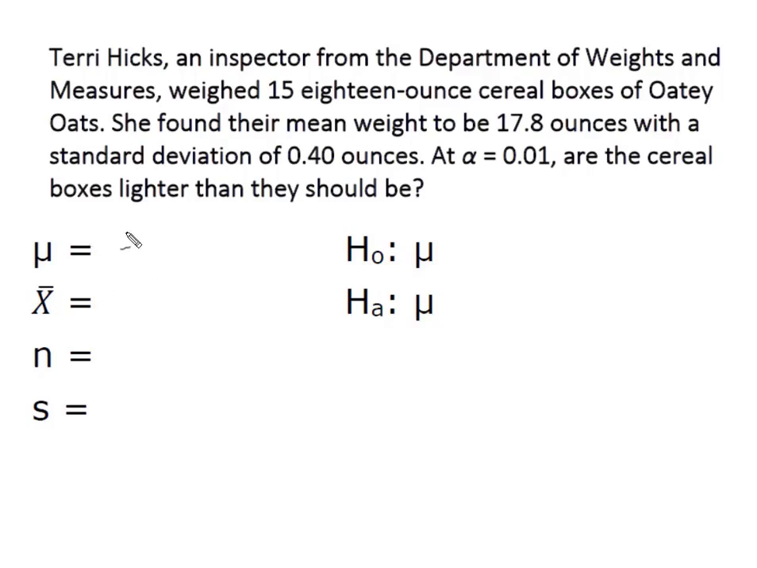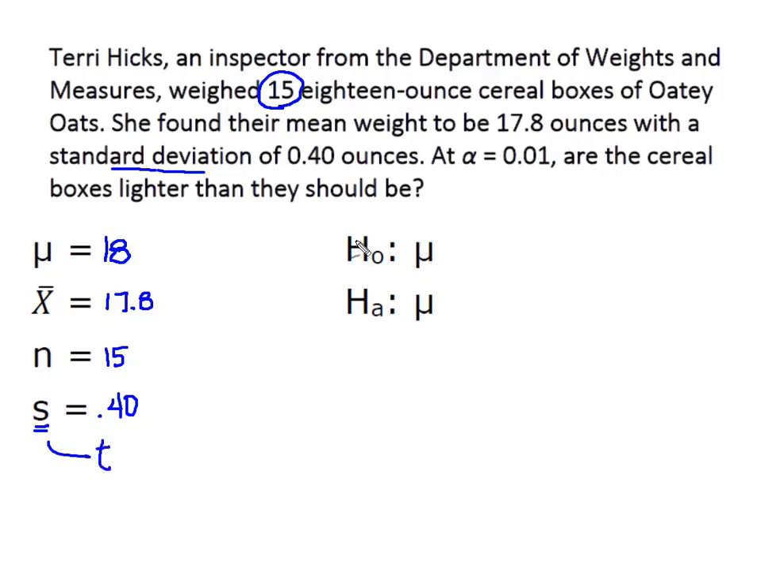So we're going to collect up our information. The established value of the mean or average weight of the boxes should be 18 ounces, but her sample found that they weighed 17.8 ounces, and this was from her sample of 15. The sample standard deviation is given as 0.40 ounces. Remember, when you look at this problem, this standard deviation refers back to these 15 boxes, because we have a sample standard deviation that triggers us to know that we need to run a t-test.